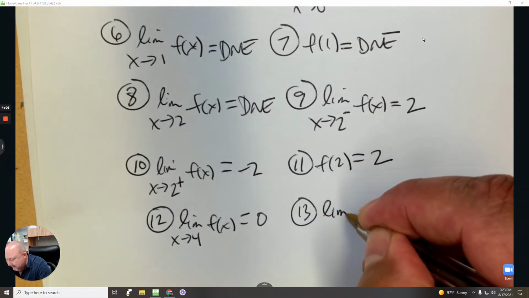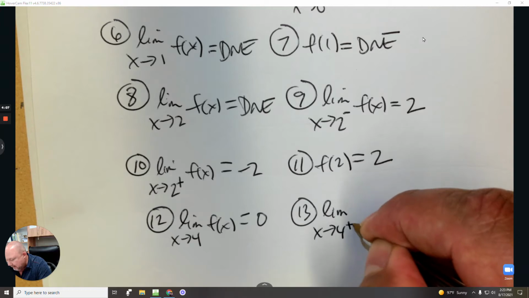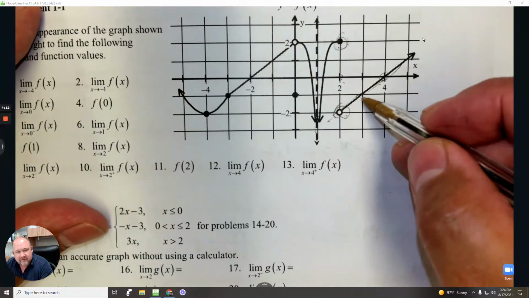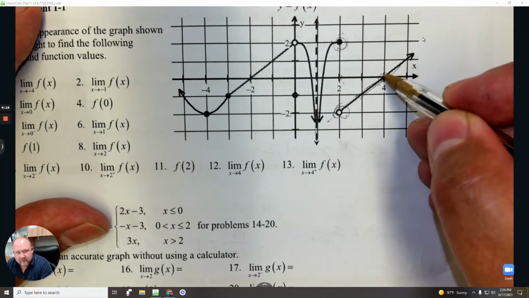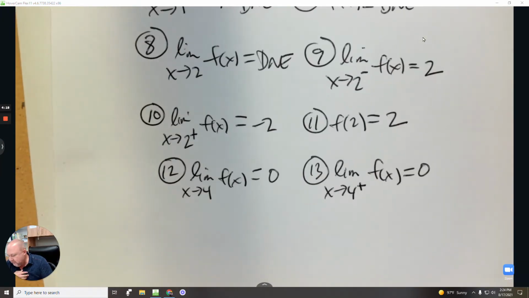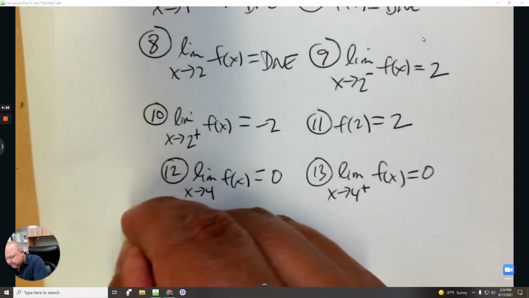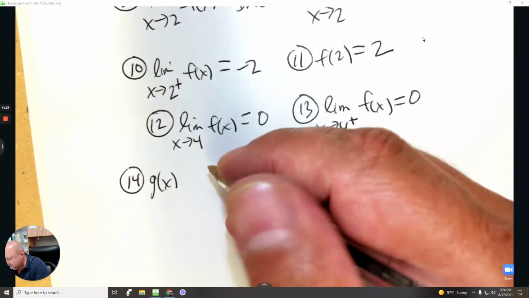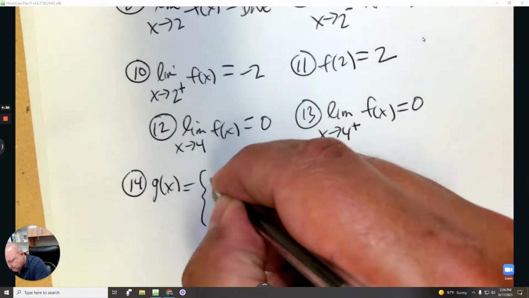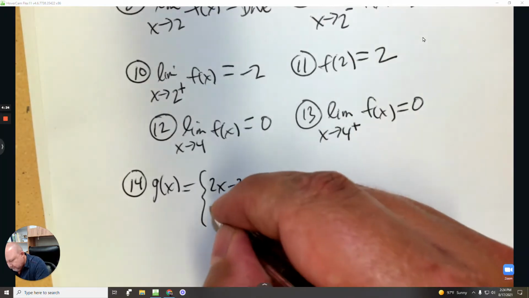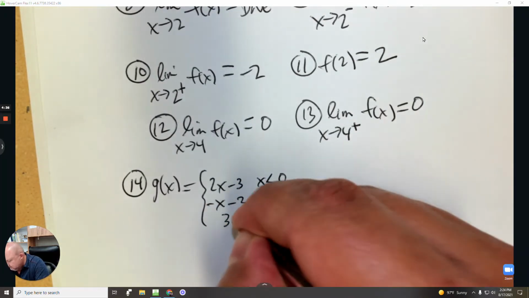what's the limit value as x approaches 4 from the right? Well, it's continuous, so from the right or left, it's the same answer. It is 0. So those are your limit questions. For number 14, you're given a piecewise function that you need to graph. So let me write that down.